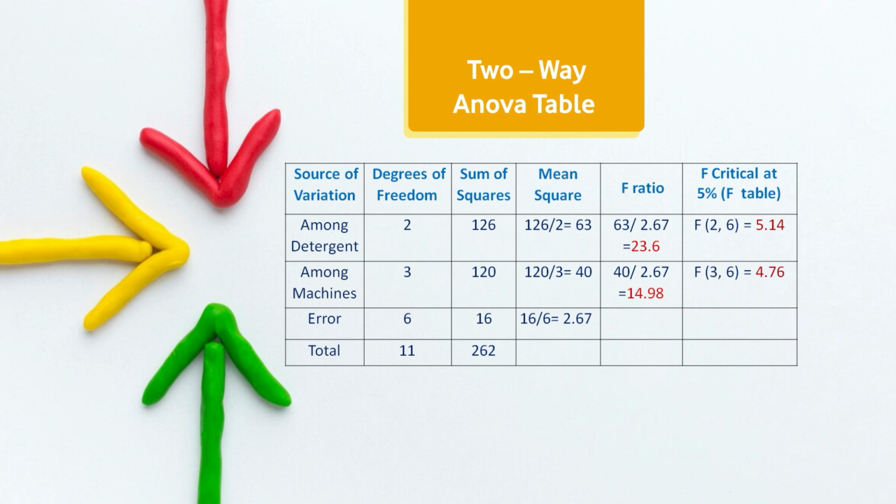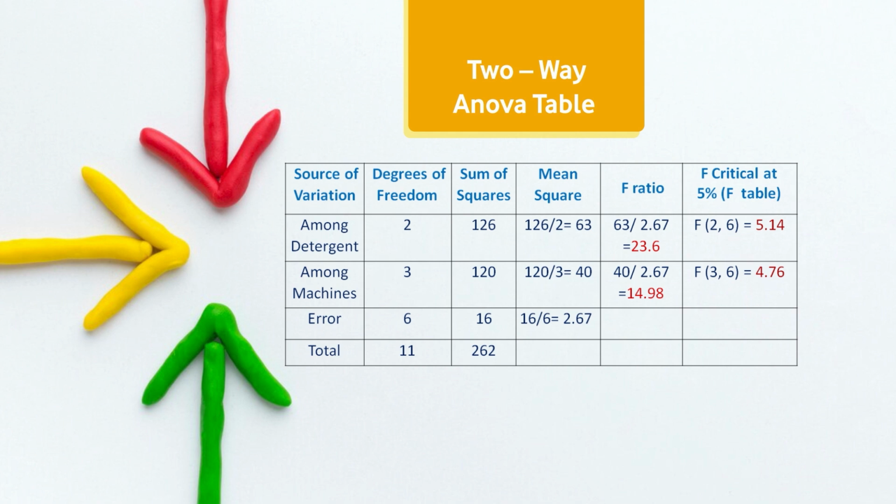We will compare the mean square for the detergent against the error. So the first two components will be compared against the error component. So we will have to divide 63 by 2.67, that is the mean square corresponding to error. So we get an F ratio of 23.6 in the first case.